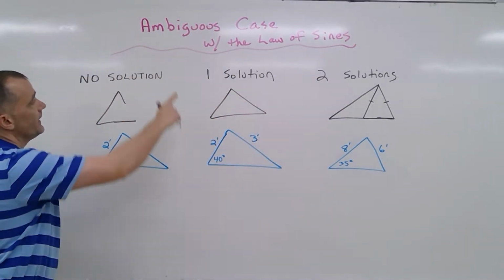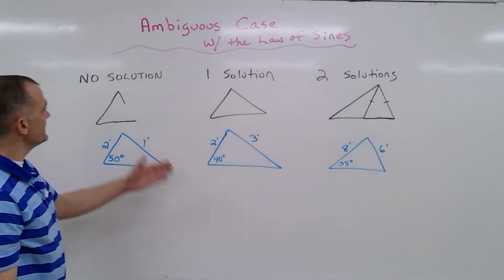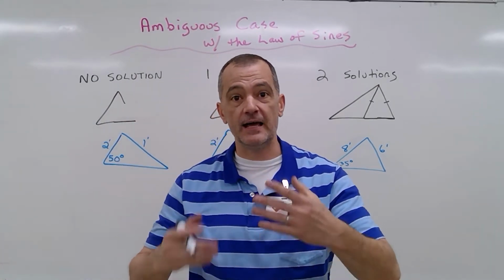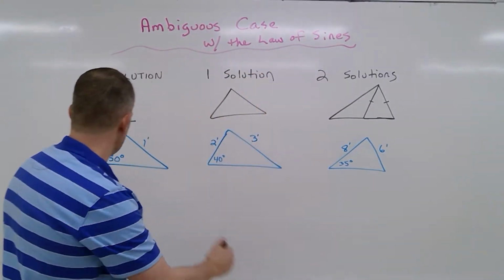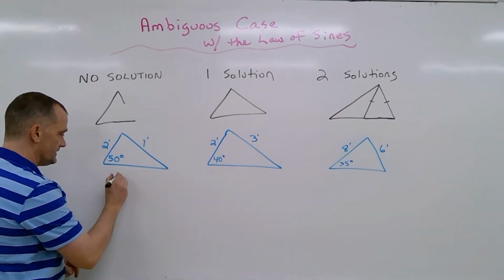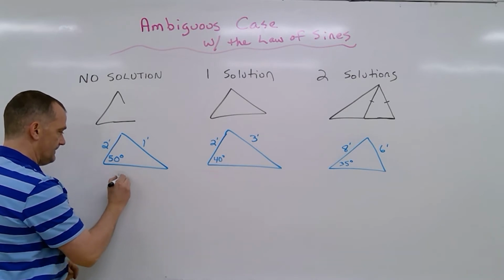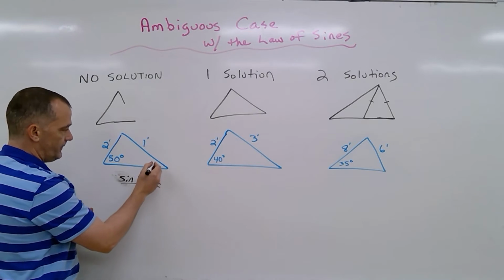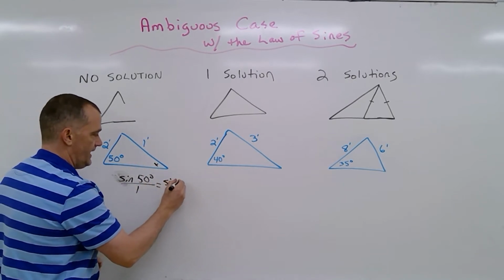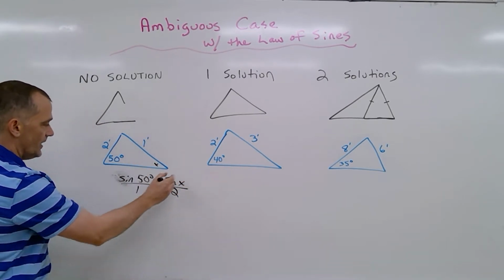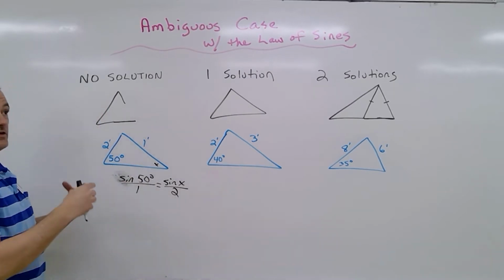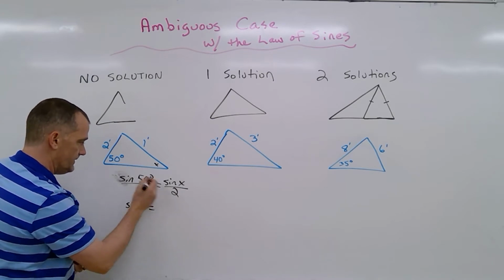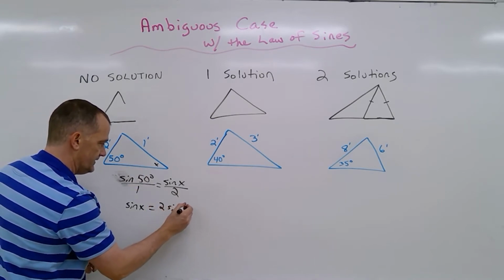So here we go. Ambiguous case with the law of sines. No solution. Let me show you what happens when you have this angle side-side and you get no solution. I'm going to use the law of sines, which is the sine of 50 degrees is to 1, and I'm going to find this angle, the sine of x is to 2. So that's the law of sines. Now I'm going to simply cross multiply. I get the sine of x times 1 equals 2 times the sine of 50 degrees.